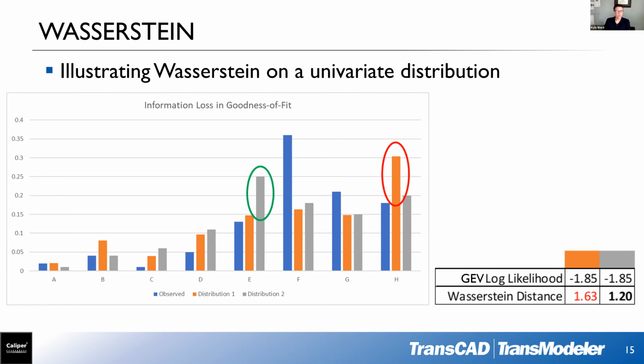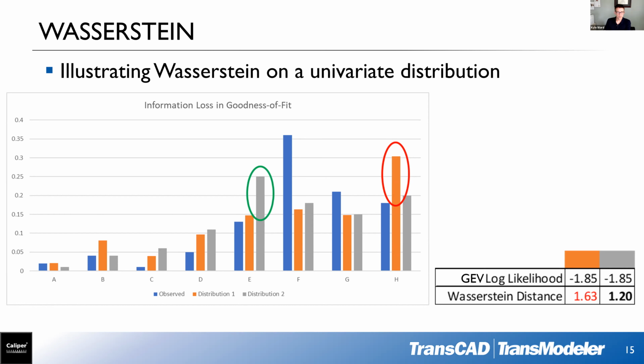The chart in blue is the observed distribution of letters. It's made up, but what we have are two different models, the orange and gray distribution one and distribution two. And they are trying to predict or match this observed distribution of letters. The participant screen is blocking the stats for me, but the key thing is that the GEV log likelihood is the same for distribution one and distribution two.